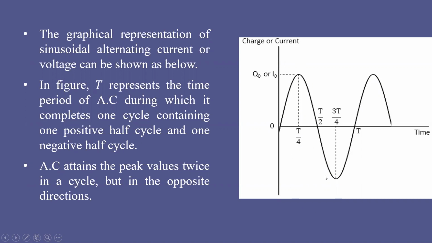And this AC signal can be visualized in a CRO, that is, a cathode ray oscilloscope. If you feed the AC signal to the CRO, it will show the same sinusoidal wave. Okay, so that is how we can represent the AC on a CRO. Mathematically, the sinusoidal function is used to represent the AC.